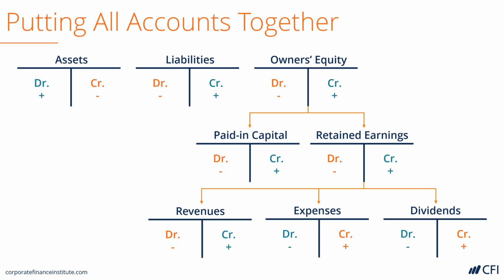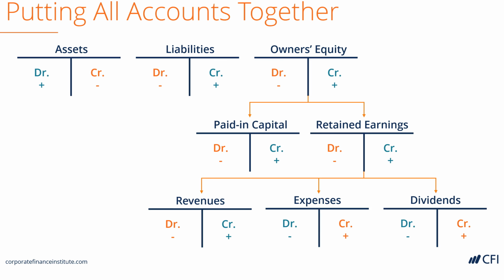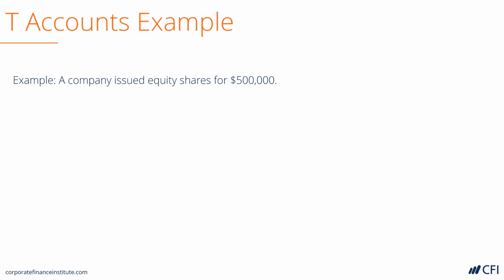So we can map out where every transaction would be recorded, and we know if it's going to be a debit or a credit, and it's going to be an increase or a decrease depending on the account. Let's look at a specific example now to make the point.